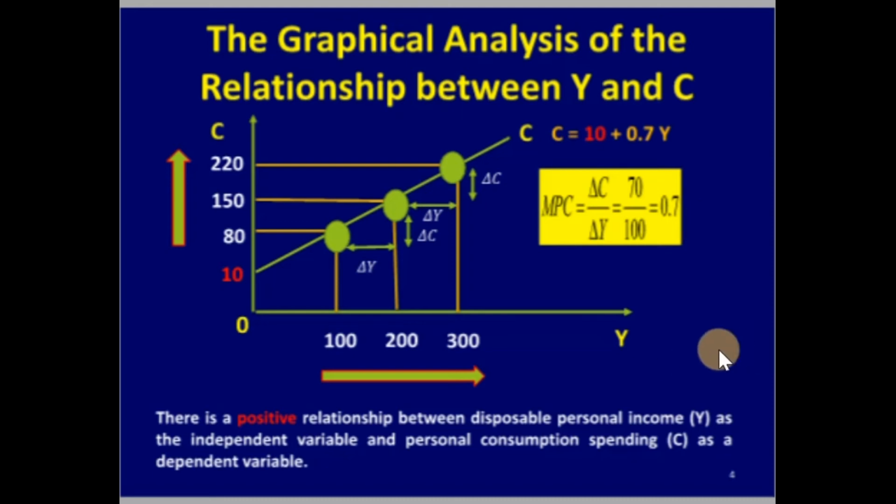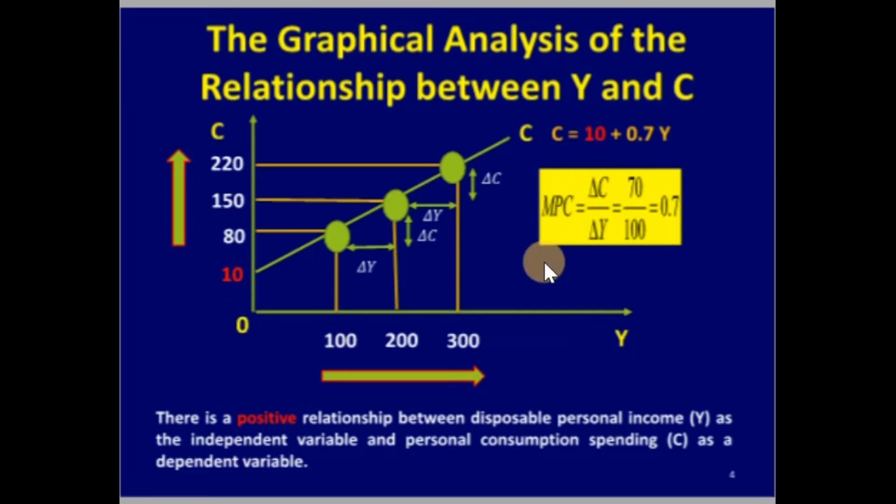What is the level of personal consumption spending if the disposable personal income equals 0? When Y equals 0, the total consumption spending equals 10. This part of the total personal consumption spending is known as the autonomous consumption. The autonomous consumption spending is a part of the personal consumption spending when Y equals 0.